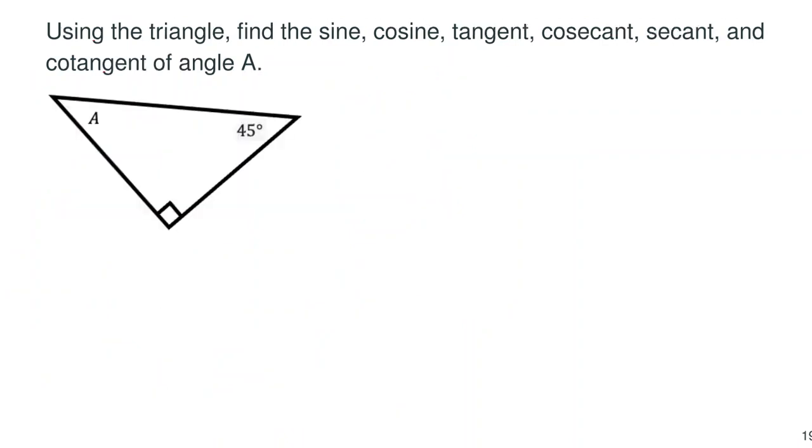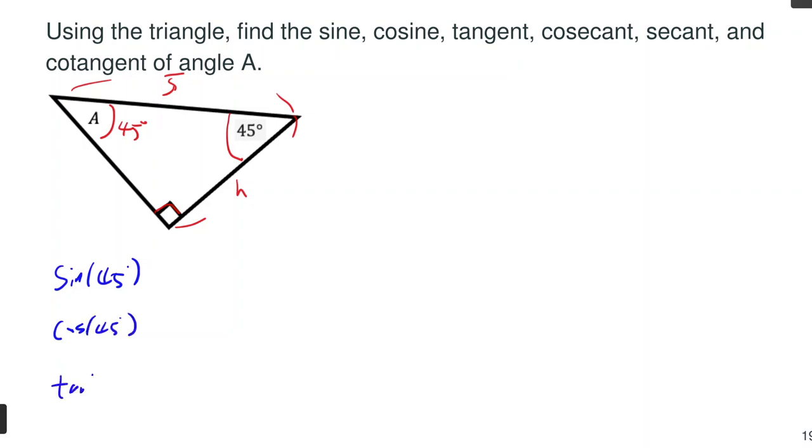Using the triangle, find sine, cosine, tangent, cosecant, secant, and cotangent of angle A. Here they actually give us this angle 45, and this is 90, then this also must be 45 degree. Okay. So even if they give us the length here, let's say it's like h, maybe this is 5, because we know the angle, we can just use sine, cosine, tangent 45 degree to find the values. So sine of 45 degree, cosine of 45 degree, tangent of 45 degree.